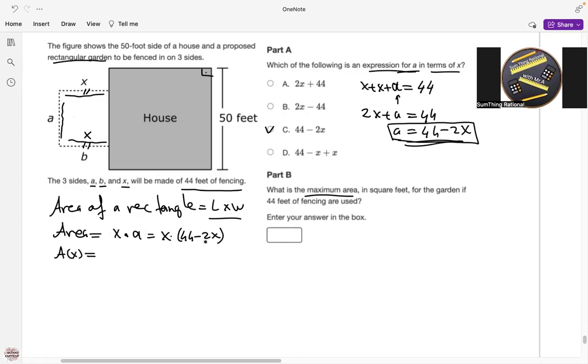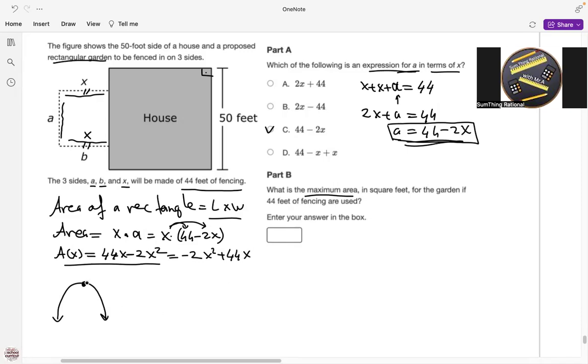The area function is X times 44 minus 2X, which means if I distribute X over 44 minus 2X, it is 44X minus 2X squared. It's interesting. Since they put this question in quadratic functions, 44X minus 2X squared is a quadratic function. It's a quadratic function with an n shape, because of negative 2X squared plus 44X. We can write it like that as well.